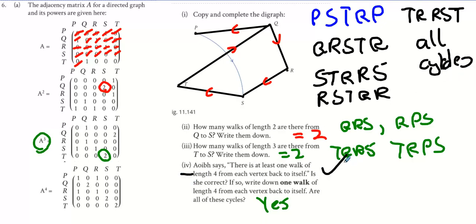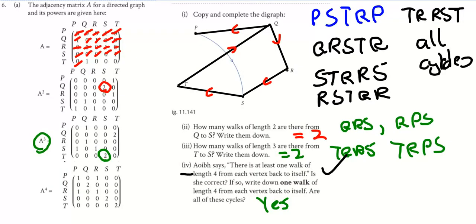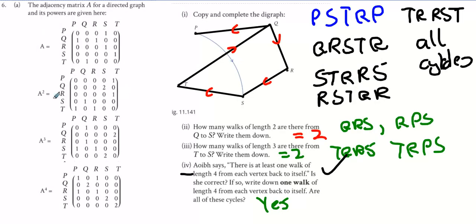Is there a part 5? Did I put it on the next page? Oh. Would you all agree that it says you want to do a walk from every vertex to every other vertex? Is it correct? Now look at this.